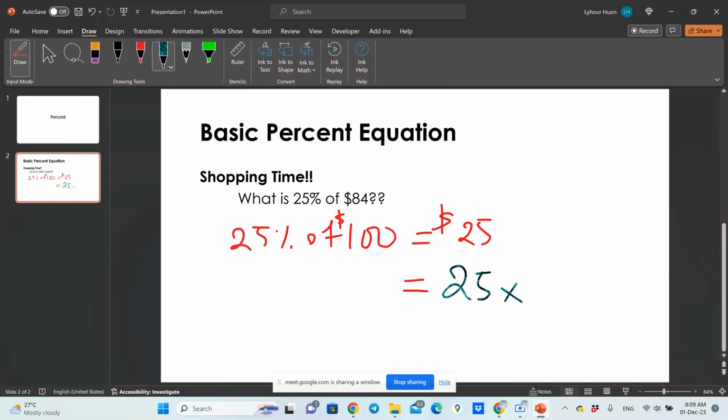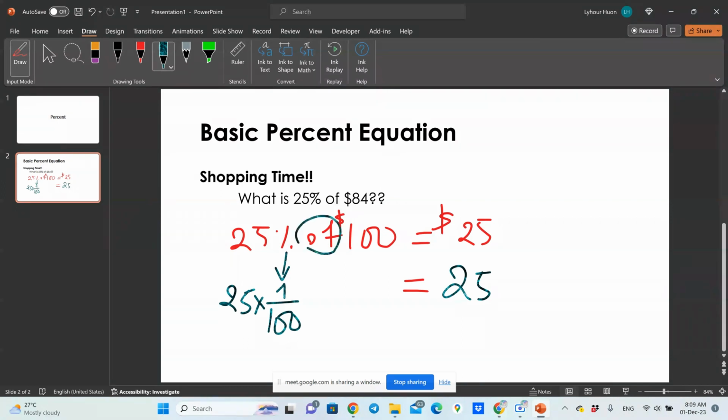25 times 100? If it's 25 times 100, it goes to 2,500. So 25% means, do you still remember? Percent is part of 100, so 1 over 100. Is it correct? So it's 25 times 1 over 100.